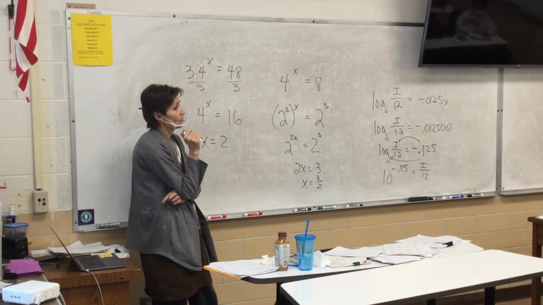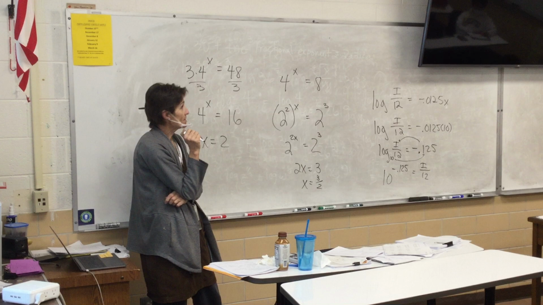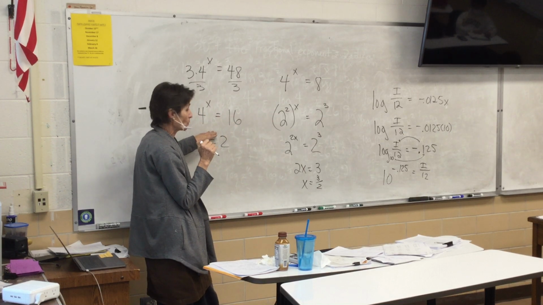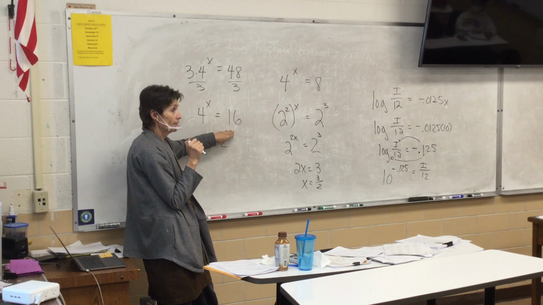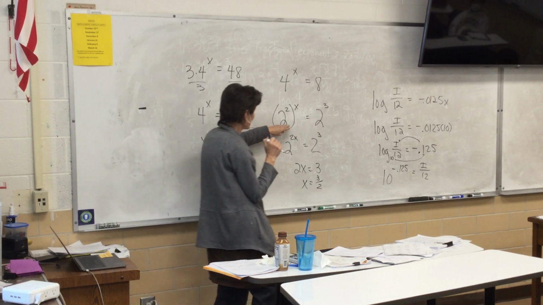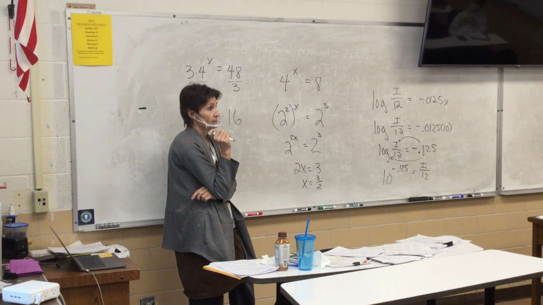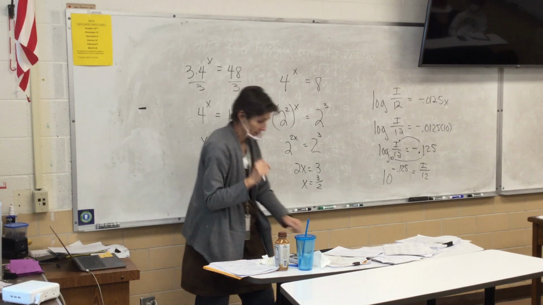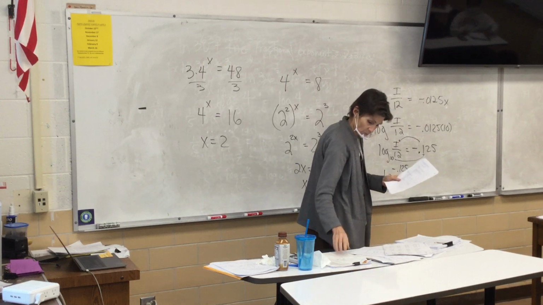If we're not going to use a calculator, then we somehow have to have a common base. So we have to have something like 4 to the x equals 16, or we have to be able to get both numbers in terms of the same base. If you can't do that, then you need a calculator. But we shouldn't need a calculator for any of these, so let's look at the next one.